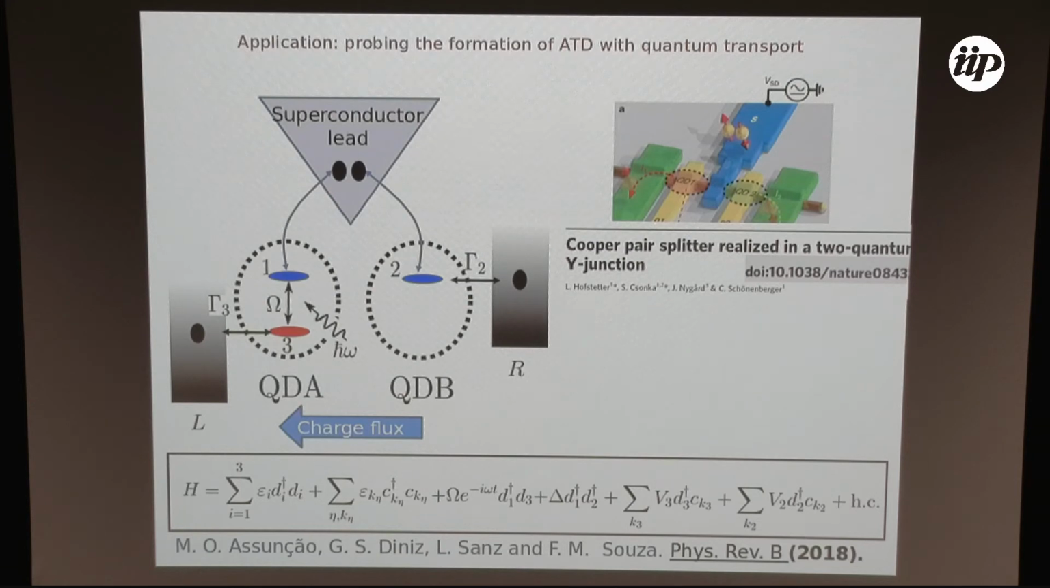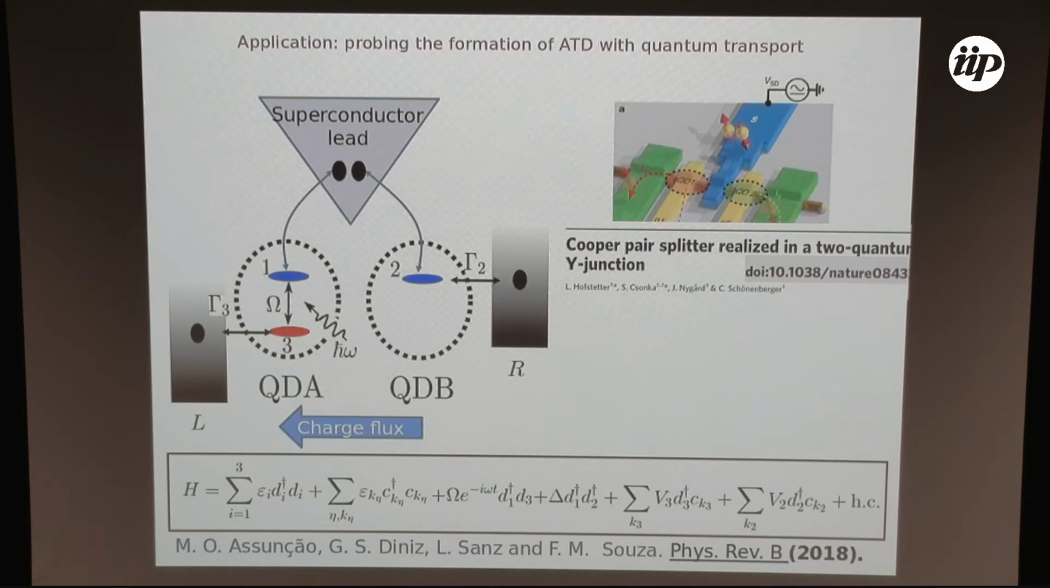Additionally, we also shine light on one of the quantum dots. We put a laser field here, and what happens is that the laser field dresses the states of the quantum dot. When it is dressed, the system level is split, generating an Autler-Townes doublet. And we show here that we can probe the Autler-Townes doublet using quantum transport.